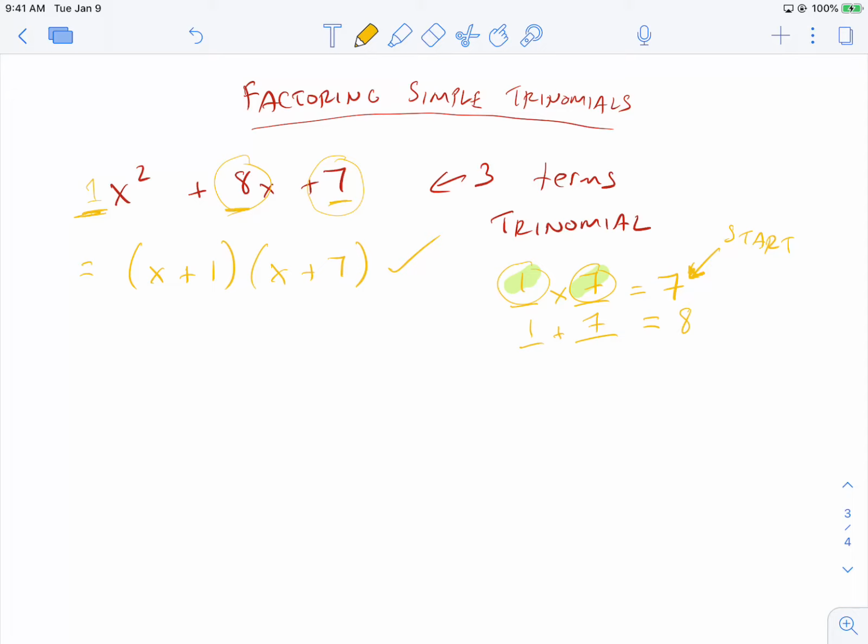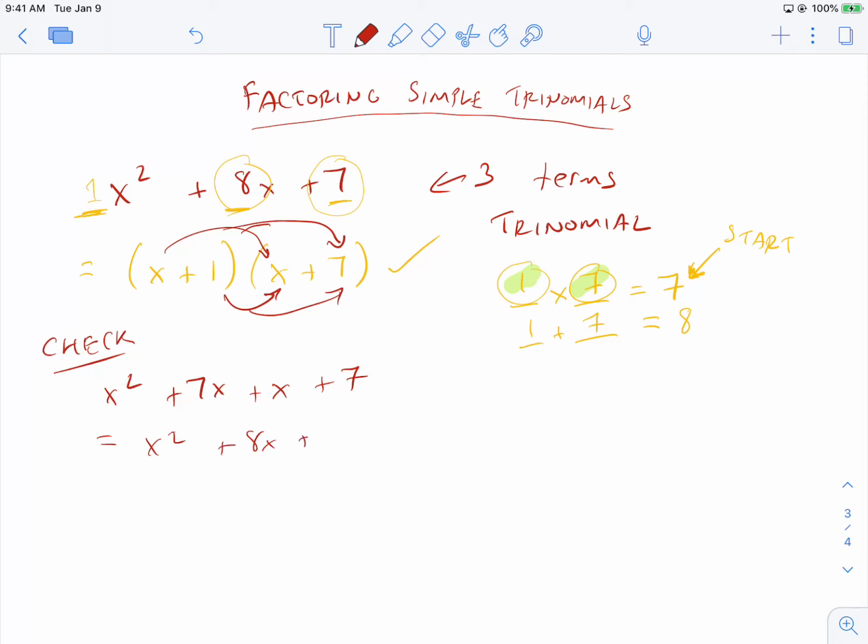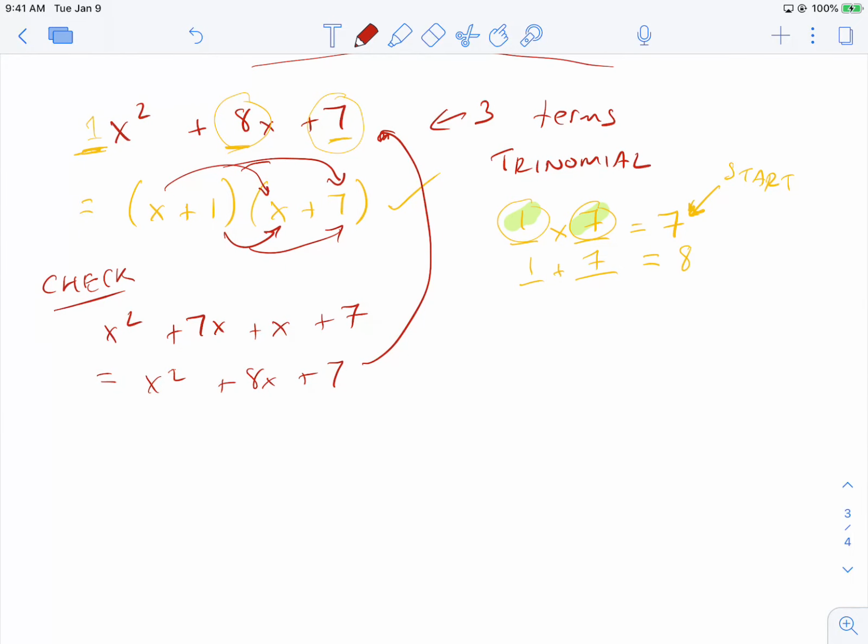You can use FOIL now. We can expand this and we can check to make sure we got this right. So just to show you how that looks, let's run a little check here to make sure that we did get this right. So we're going to use FOIL. We're going to go first. X times x is x squared. We're going to go outside, so x times 7 is plus 7x. Inside, 1 times x is just plus x, and 1 times 7 is just plus 7. So if I clean that up, x squared, 7x plus x is plus 8x plus 7, and that's exactly what we started with, which is perfect. That's exactly what we wanted.